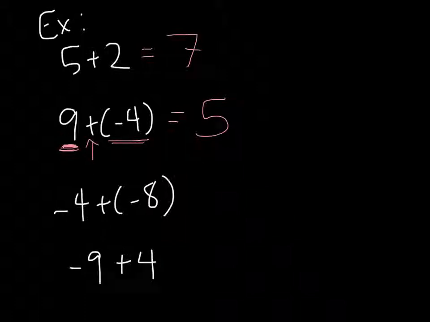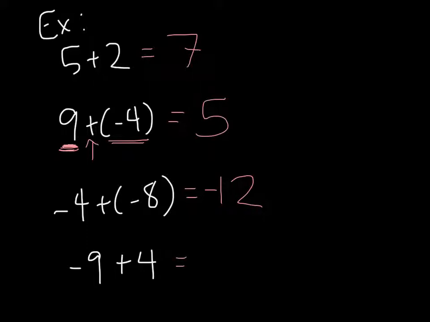And since I had more positives, the absolute value of the positives was bigger, my answer stays positive. Negative 4 plus negative 8. The same sign, I'm combining them all together. I have 12 altogether, and they're both negative, so my answer stays negative. Negative 9 plus 4. Okay, similar to the one up above, but I have 9 negatives and 4 positives. So which do I have more of? I have more negatives. How many more? I have 5, and my answer is negative because I had more negatives.